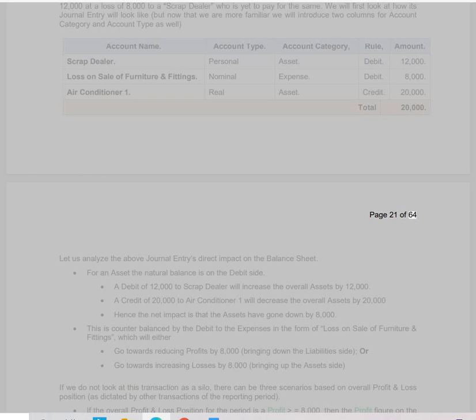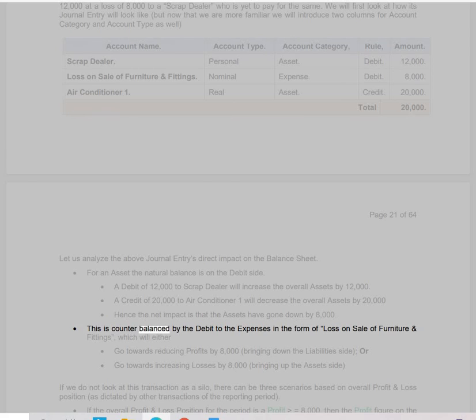Let us analyze the above journal entries' direct impact on the balance sheet. For an asset, the natural balance is on the debit side. A debit of $12,000 to scrap dealer will increase the overall assets by $12,000. A credit of $20,000 to air conditioner 1 will decrease the overall assets by $20,000, hence the net impact is that the assets have gone down by $8,000.